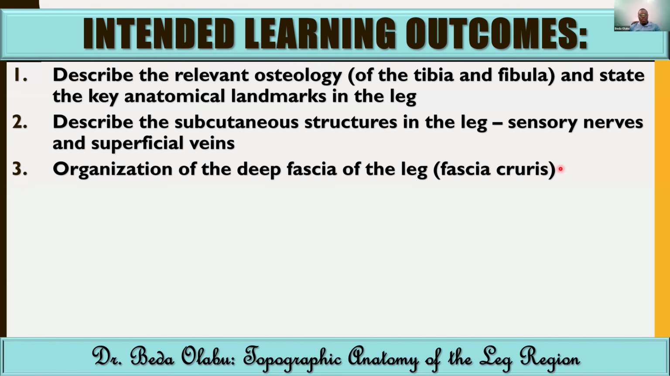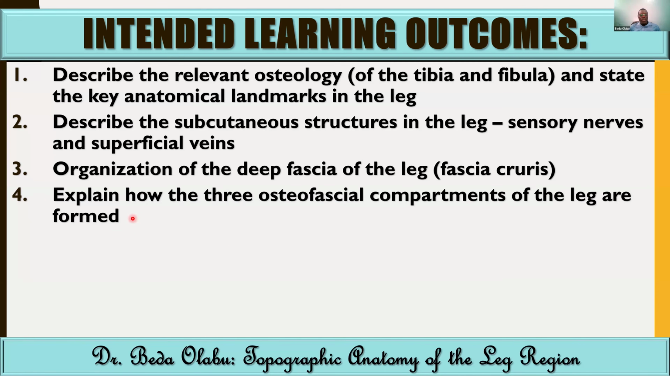We'll then go deeper and look at the organization of the fascia cruris. The fascia cruris is the deep fascia of the leg, just like the way fascia lata is the deep fascia of the thigh. So we look at the organization of the fascia cruris, and we'll explain how the three osteofascial compartments of the leg are formed. Maybe just to mention that the leg has three osteofascial compartments formed by extensions of the fascia cruris, and we're going to see how that actually happens.